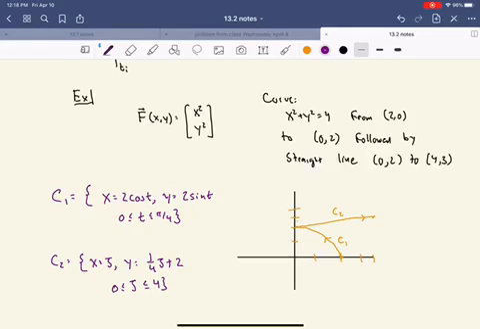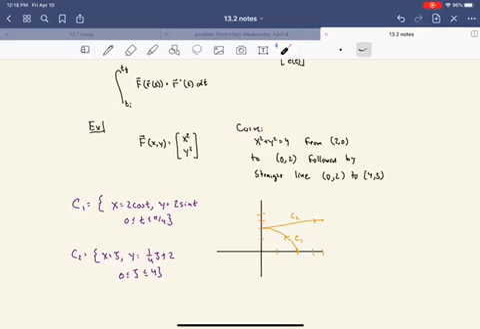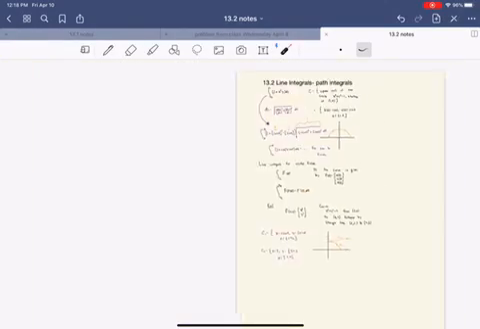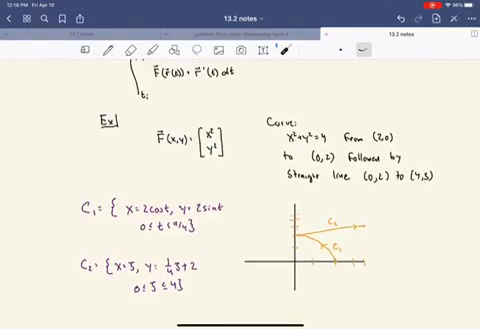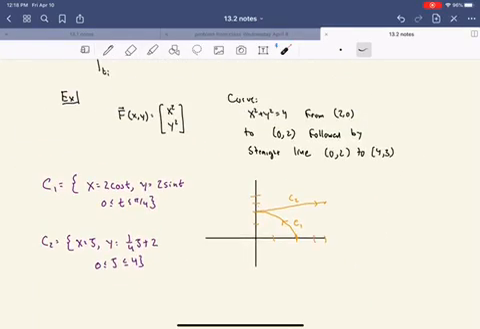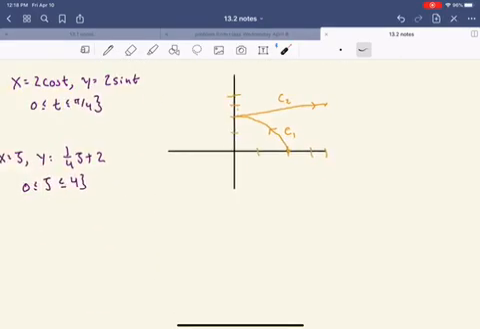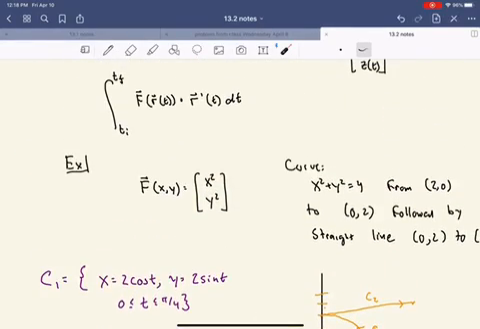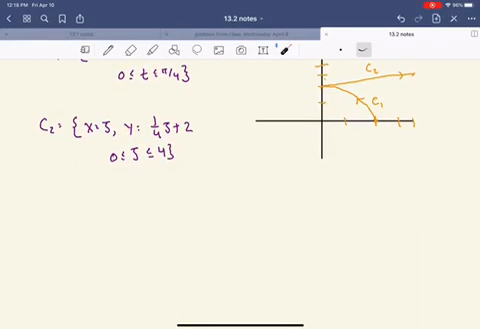Okay, so what I'm going to do is I'm really just taking each piece separately. I'm going to take this piece, and then I'm going to add this piece to it. Okay, so our integral is going to be the integral from 0 to pi over 4. That's the first part.